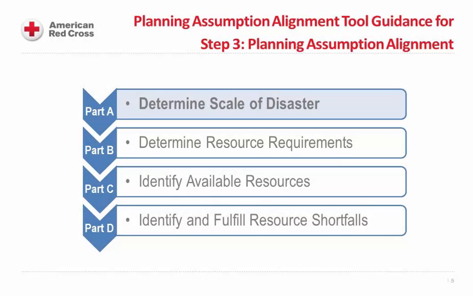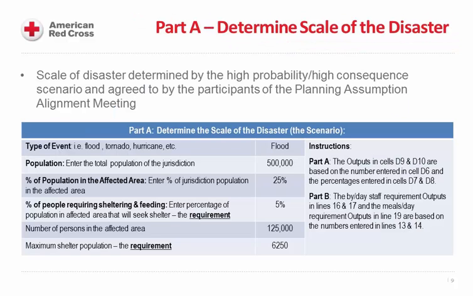Let's start with Part A, determine the scale of the disaster. The scale of the disaster is determined by the high probability, high consequence scenario discussed and agreed to by the participants of the Planning Assumption Alignment meeting. The type of event, the total population of the county, the percentage of the population affected by the scenario, and the resultant percentage of the population requiring sheltering and feeding are entered into the tool.